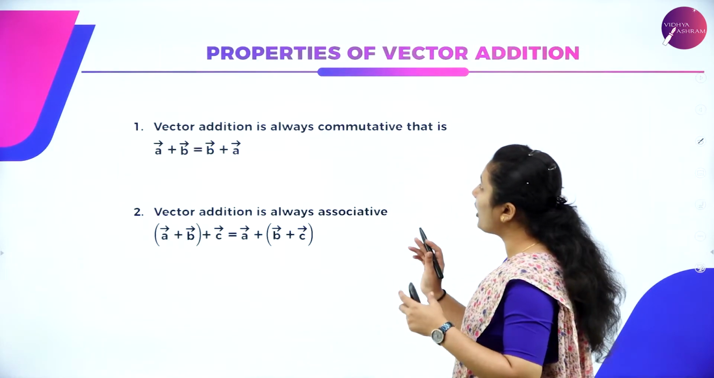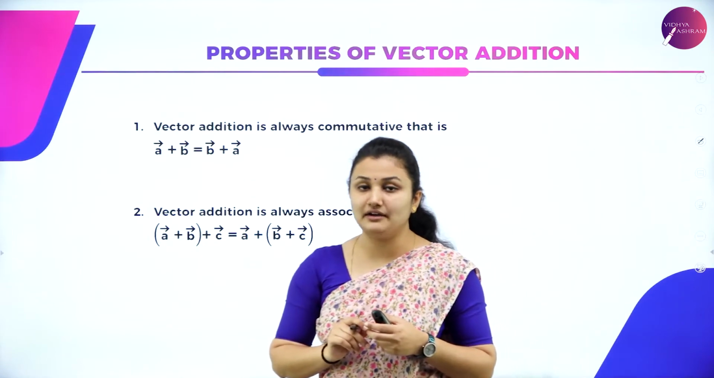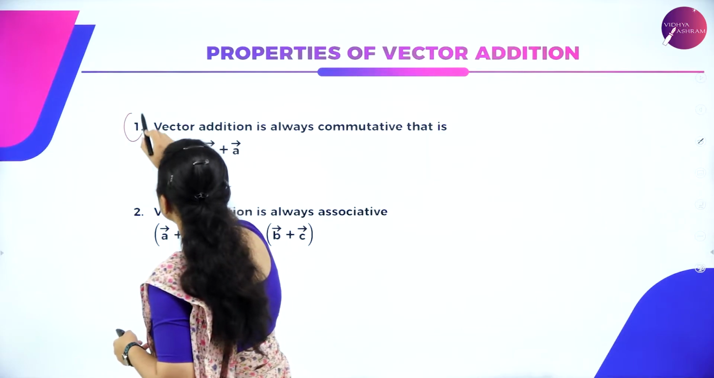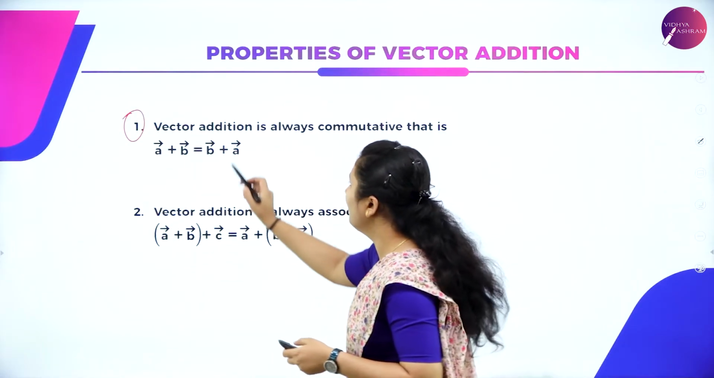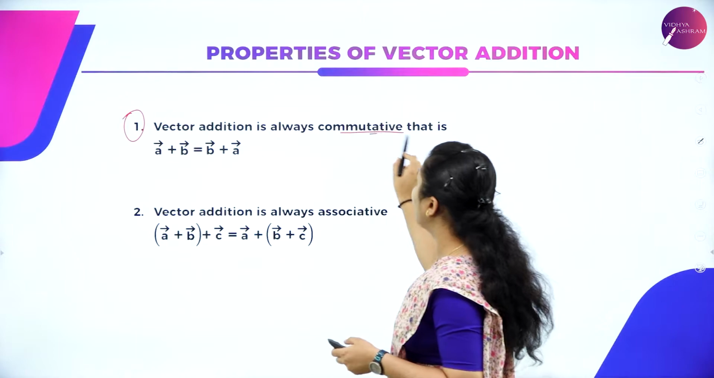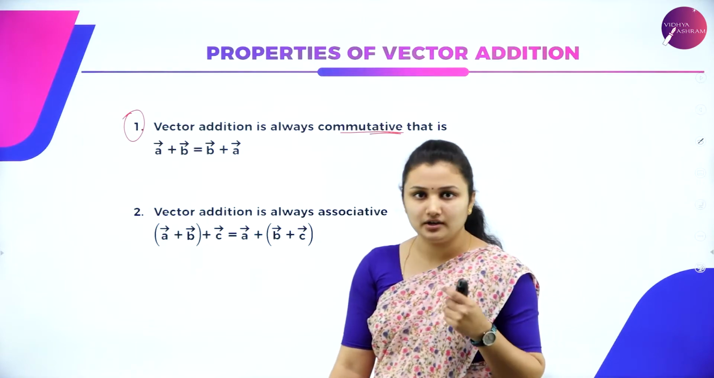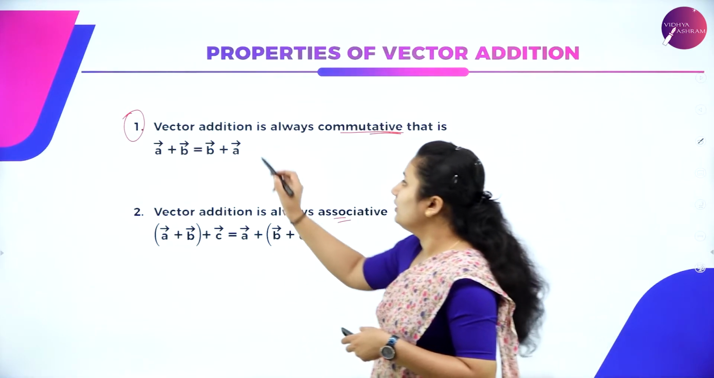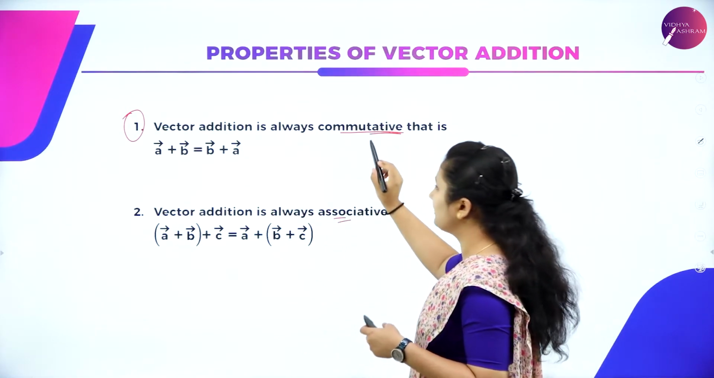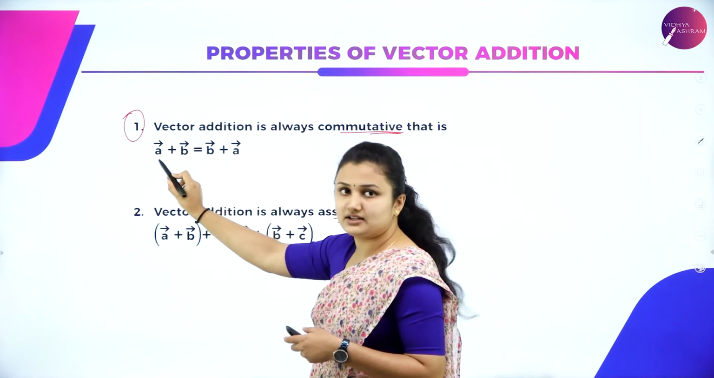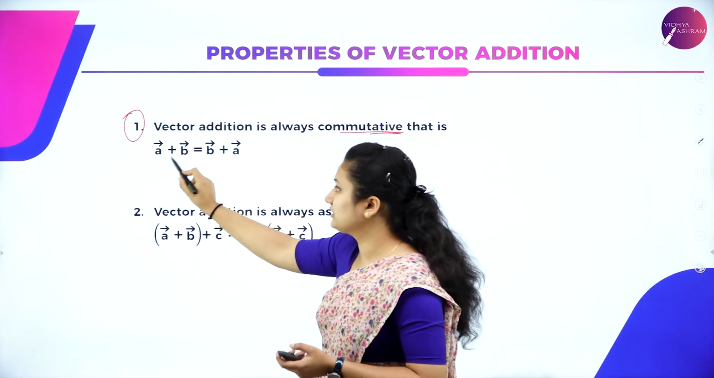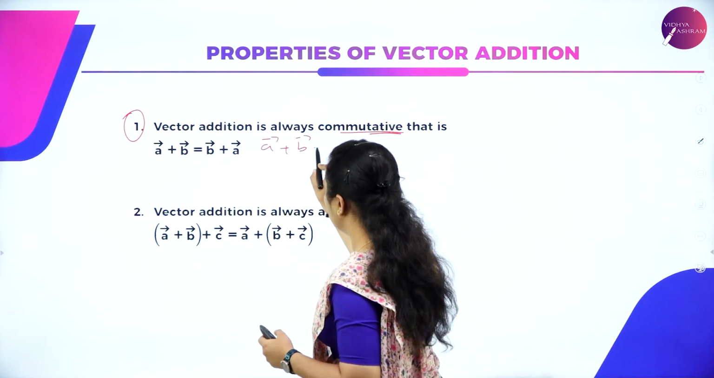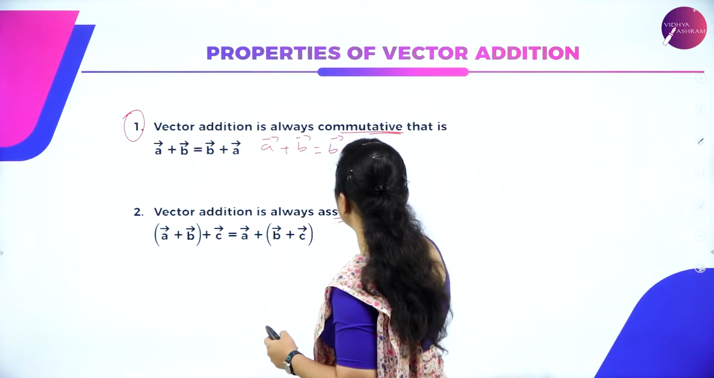Next you have properties of vector addition. What is the first property? Vector addition is always commutative. You will learn this in your PU mathematics, what is commutative and what is associative. You will have two vectors when you talk about commutative, A vector and B vector. A vector plus B vector is equal to B vector plus A vector.